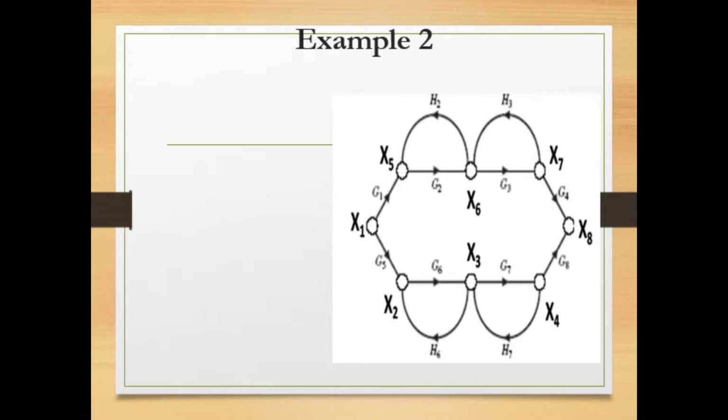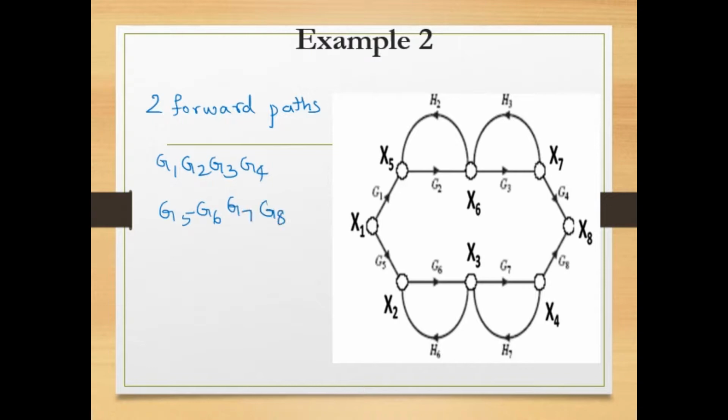In the second example, if we observe, there are two forward paths here. One is along G1, G2, G3, G4. The next forward path is along G5, G6, G7, G8. So we have two forward paths in this particular example: G1, G2, G3, G4 is the first one, and the next one has G5, G6, G7, G8.